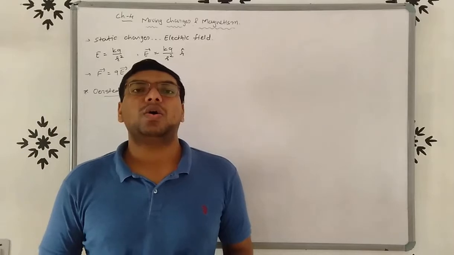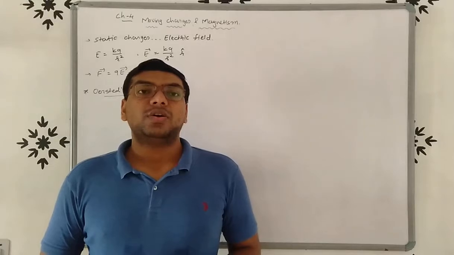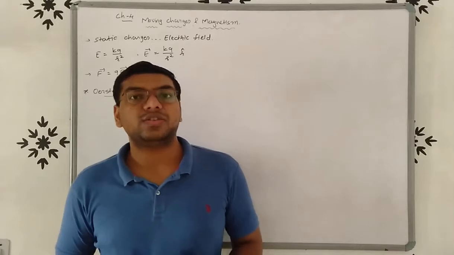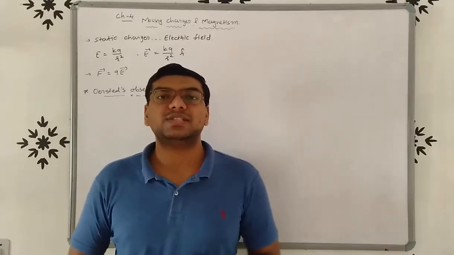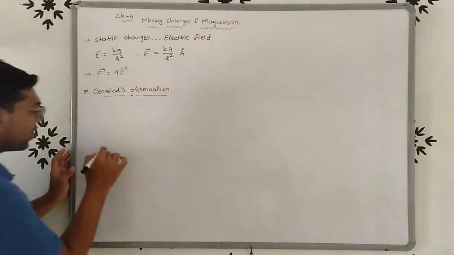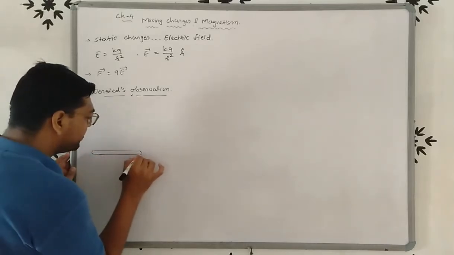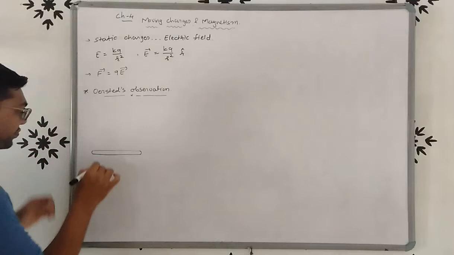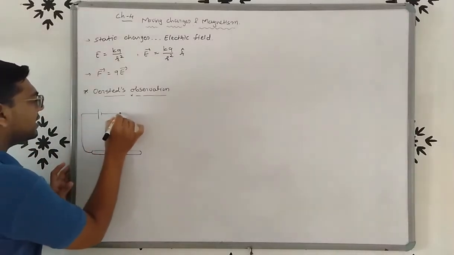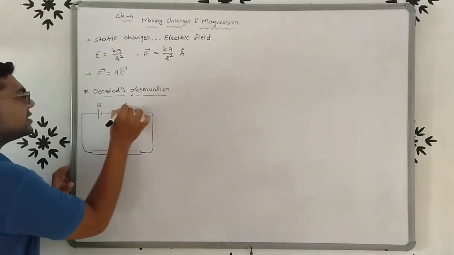Oersted did some experiment, and he concluded that moving charges produce magnetic field. So Oersted proved this: moving charges produce magnetic field. How? So see here. Oersted took one conducting wire like this. Then he connected this conducting wire with a battery and key like this. This is battery B and this is key K.